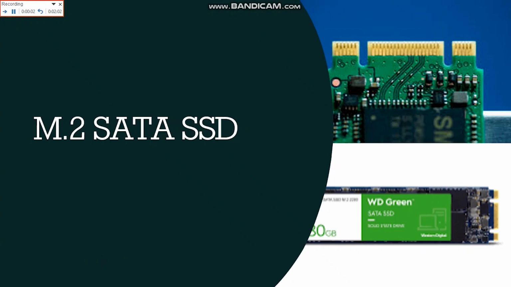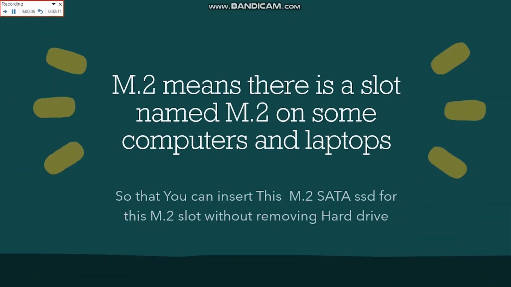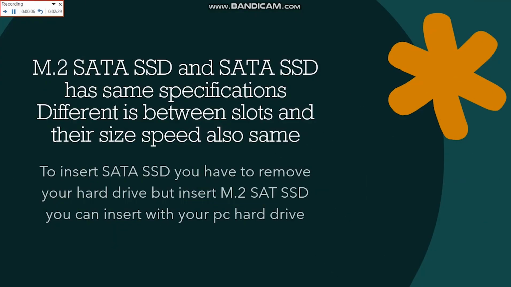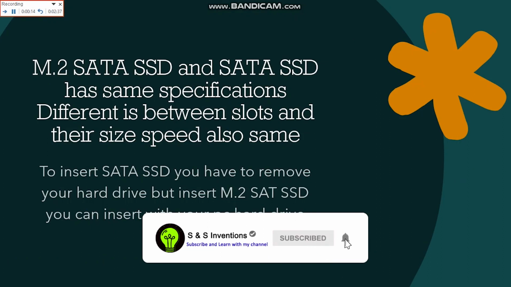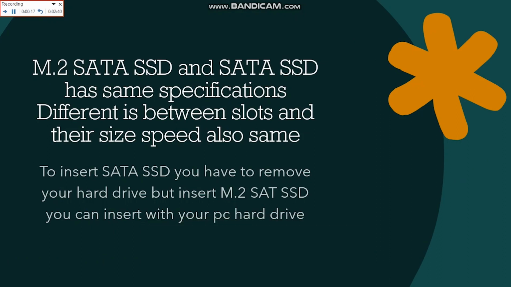Let's see what is M.2 SATA SSD. M.2 means there is a slot named M.2 on some computers and laptops, so that you can insert this M.2 SATA SSD into this M.2 slot without removing the hard drive. M.2 SATA SSD and SATA SSD have the same specification. The difference is between slots and their size. Speed is also the same. So to insert a SATA SSD you have to remove your hard drive, but you can insert an M.2 SATA SSD along with your PC hard drive.